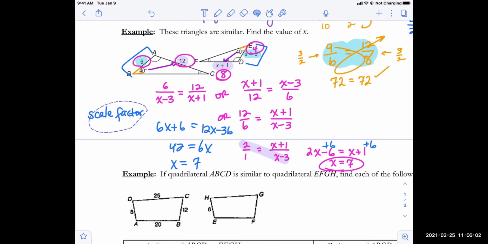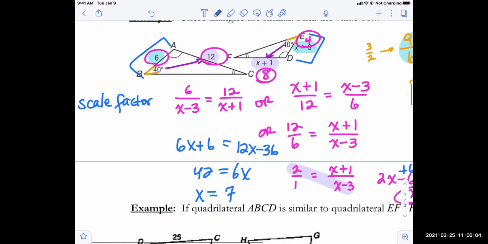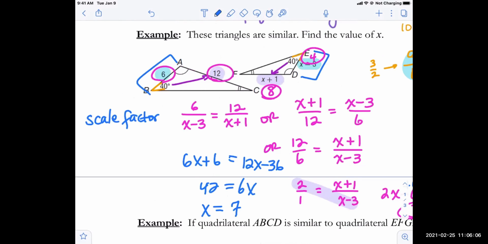Okay. All right, and then real quick, the scale factor would be 6 compared to what? 4. So it would be 3/2. That should be the same thing you get when you do 12 to 8.